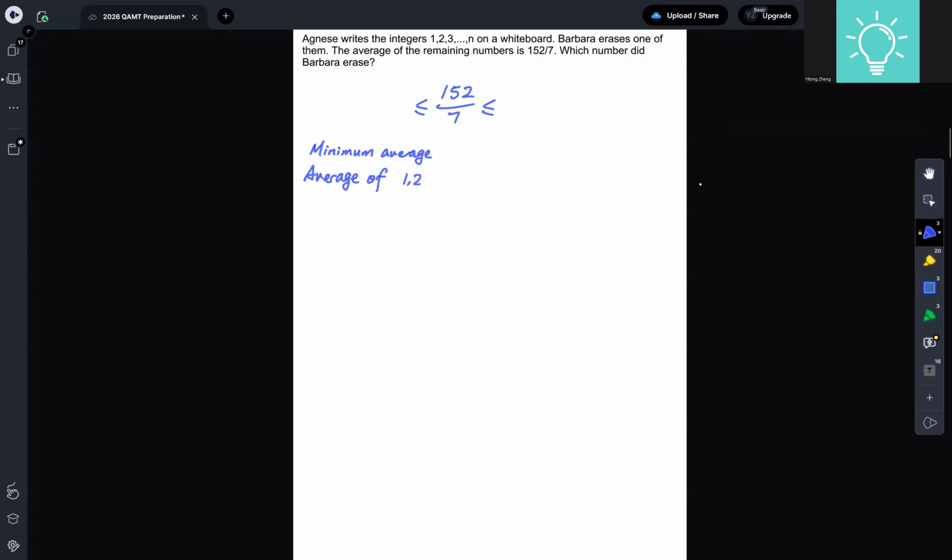So the average of 1 up to n minus 1. And since the average of consecutive integers is just going to be half times the first number plus the last number, half times 1 plus n minus 1. So that's just n over 2, right? What is the maximum average of the remaining numbers? The maximum average, if we erase the number 1, that's going to give us the maximum average. So it's the average of 2, 3, all the way up to n. And that is half of 2 plus n, which I'm going to call n plus 2 over 2.